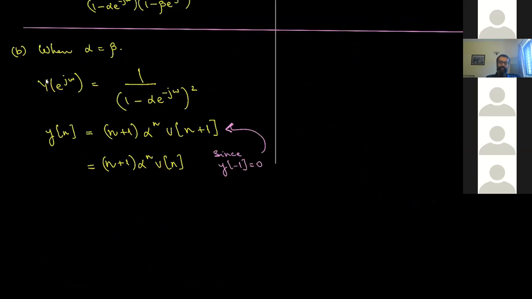So when alpha equals beta, this is Y of e raised to j omega और ये known result है, ठीक है, जो कि एक exercise है, right? Any questions here?